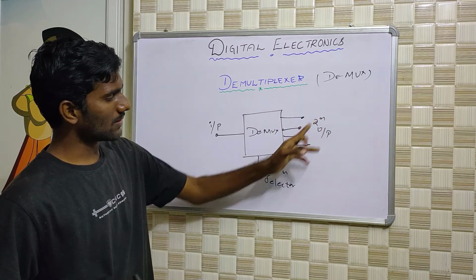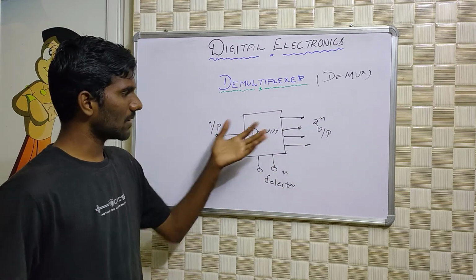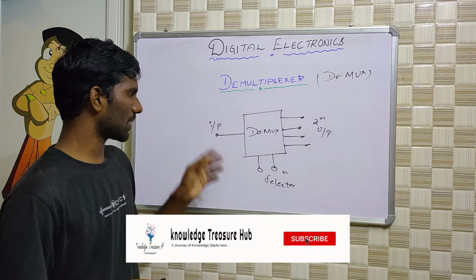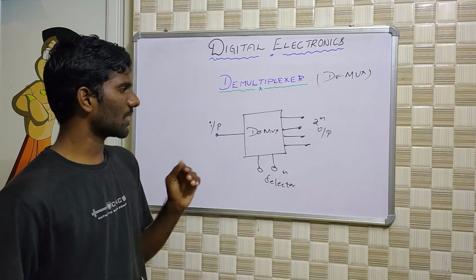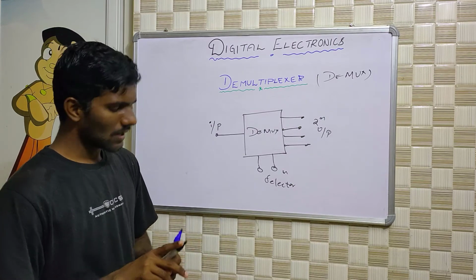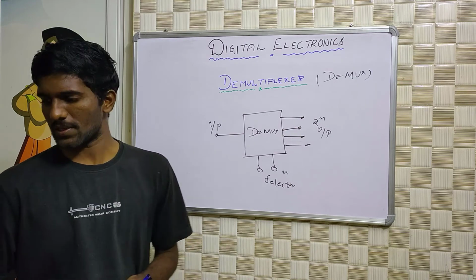Based on n and 2 power n, we have different types of demultiplexer: 1 by 4 demultiplexer, 1 by 2 demultiplexer, 1 by 8 demultiplexer, 1 by 16 demultiplexer. We'll see 1 by 4 and 1 by 2 demultiplexers basically.